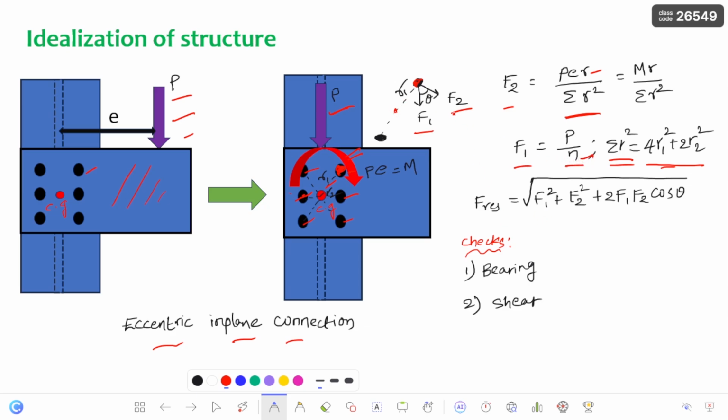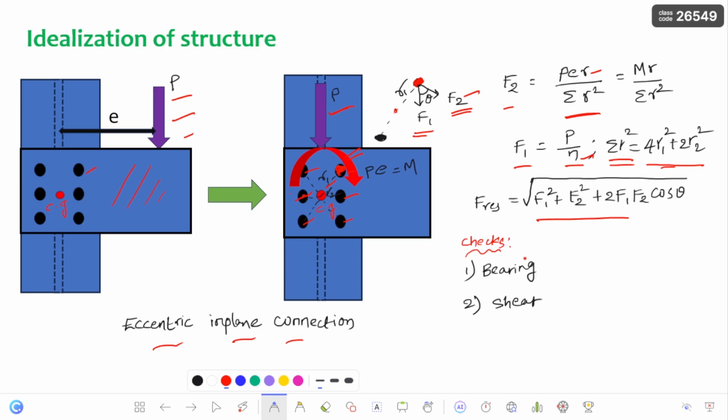And the resultant force, you can observe clearly. For example, if I consider this bolt, F1 is a shear force which comes into the picture, and because of the torque F2 is generated, and theta is the angle between these two forces. Then the resultant force is root over F1 square plus F2 square plus 2F1F2 cos theta. It is by the parallelogram law.